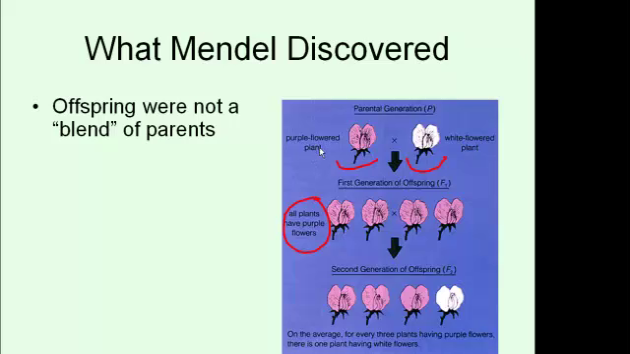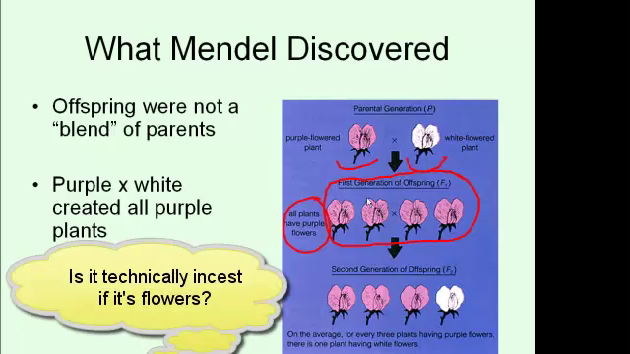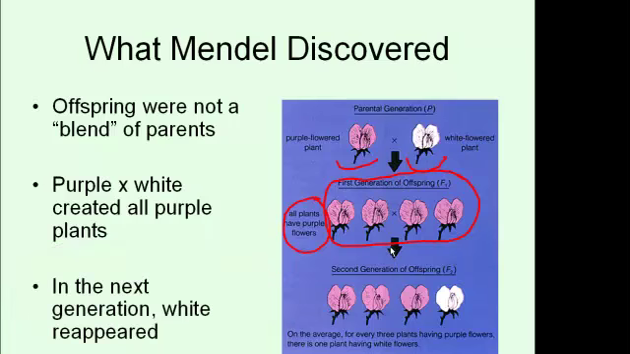So the first surprising thing was that the offspring weren't a blend of the parents. They all showed the characteristic of one parent, but not the other. And he took these plants, which were called the F1 generation, and he crossed them with each other. So he took the brothers and sisters from this first batch and mated them with each other to see what would happen. And when that happened, the white reappeared.